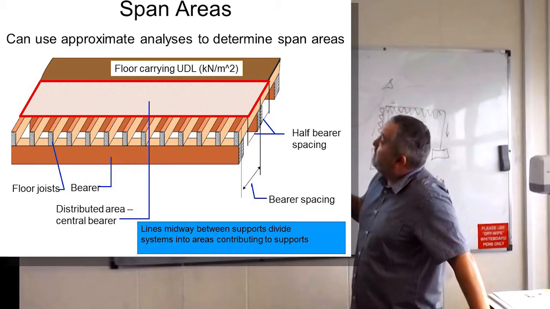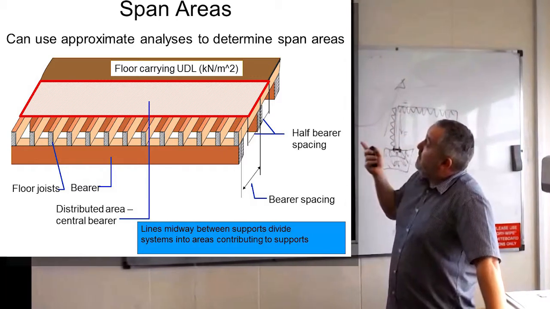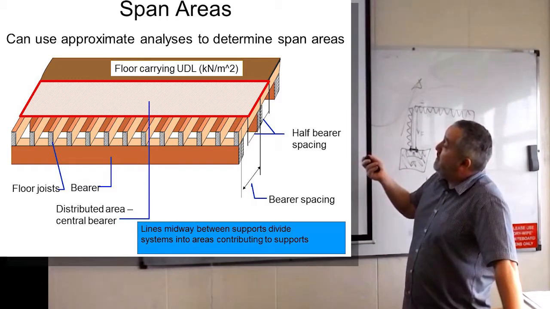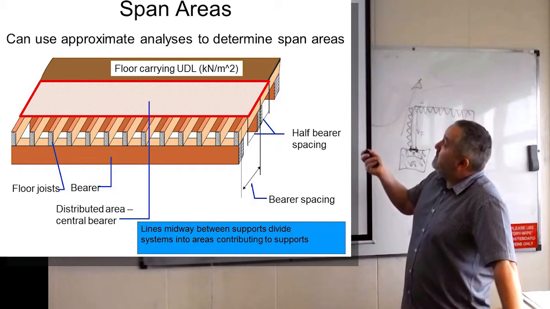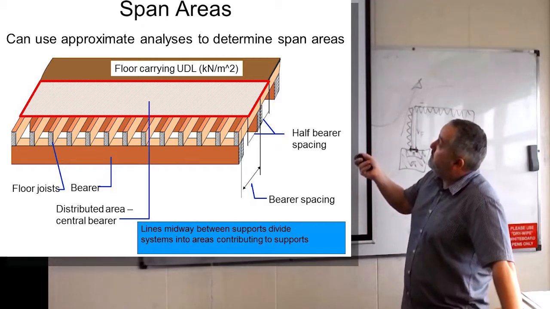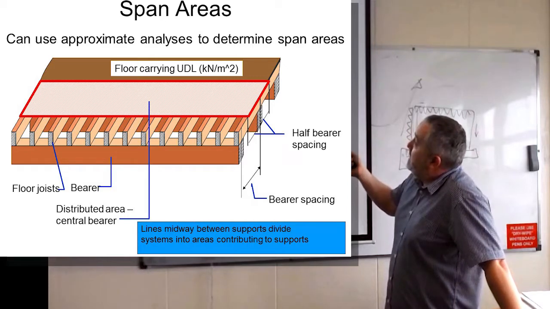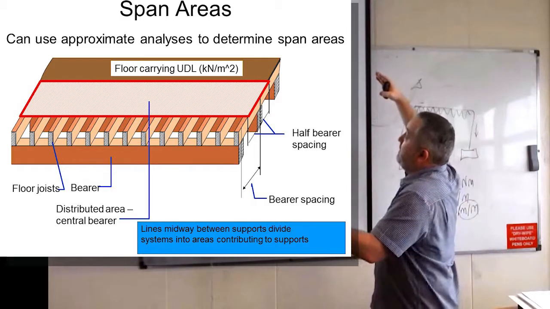With this image here, so if we were to design this joist or this beam, how much of the load acts on that beam? Well, it's in terms of this flooring. So this floor, it says that there's a UDL and it's kilonewtons per meter squared. So that's an area load.